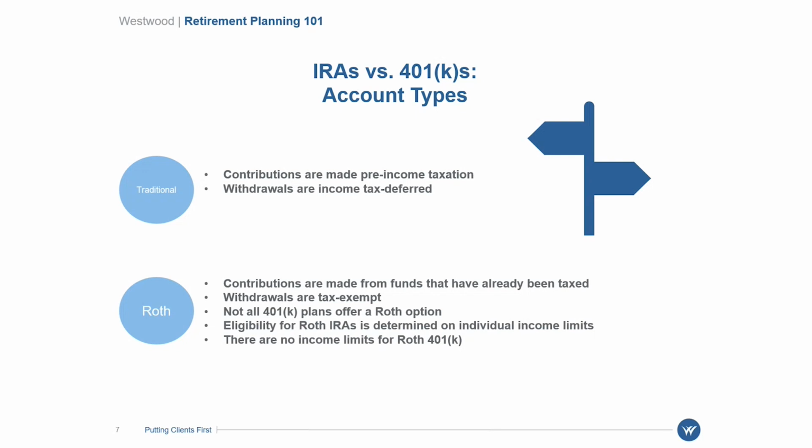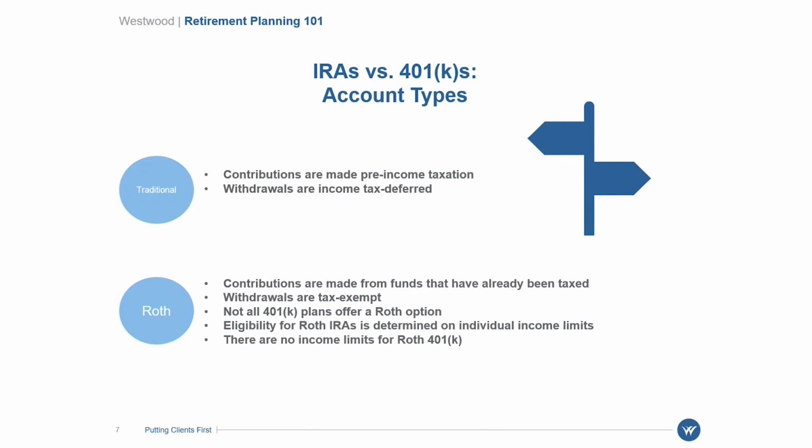But for Roth accounts, your contributions are made from your net income that has already been income taxed. So you get no tax break now, but you do not pay taxes in the future upon withdrawal, which means that the tax advantage to a Roth account is tax exemption.